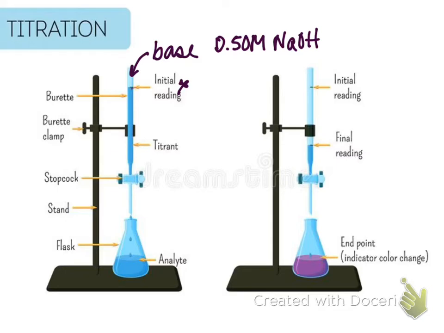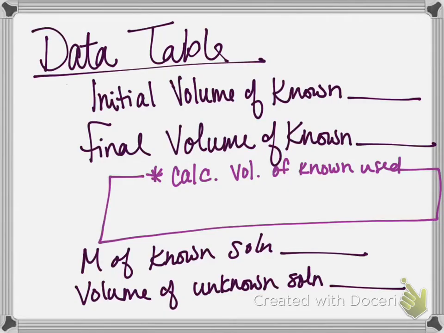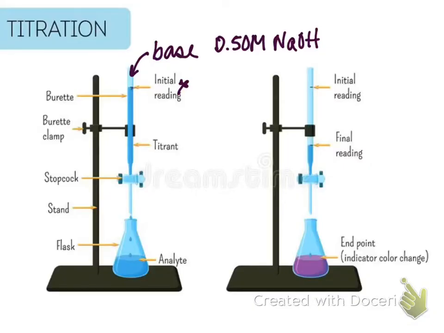So let's say we were using the numbers they had in that video. The initial volume of my unknown might be, let's make up a good number, 42.55. And burettes are in milliliters.